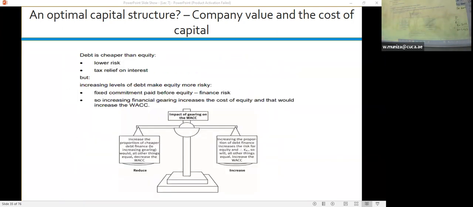Now, extending the discussion, by reducing the debt, what can happen? By increasing the debt, what can happen? There are different points of view. If we are going to reduce the amount of debt in the company, then what is going to be the effect? If we reduce the amount of debt, then more equity financing is going to be there. If more equity financing is there, then the weighted average cost of capital is going to increase. Is it so? Yeah. If we are increasing the amount of debt in the company, then what is going to happen?